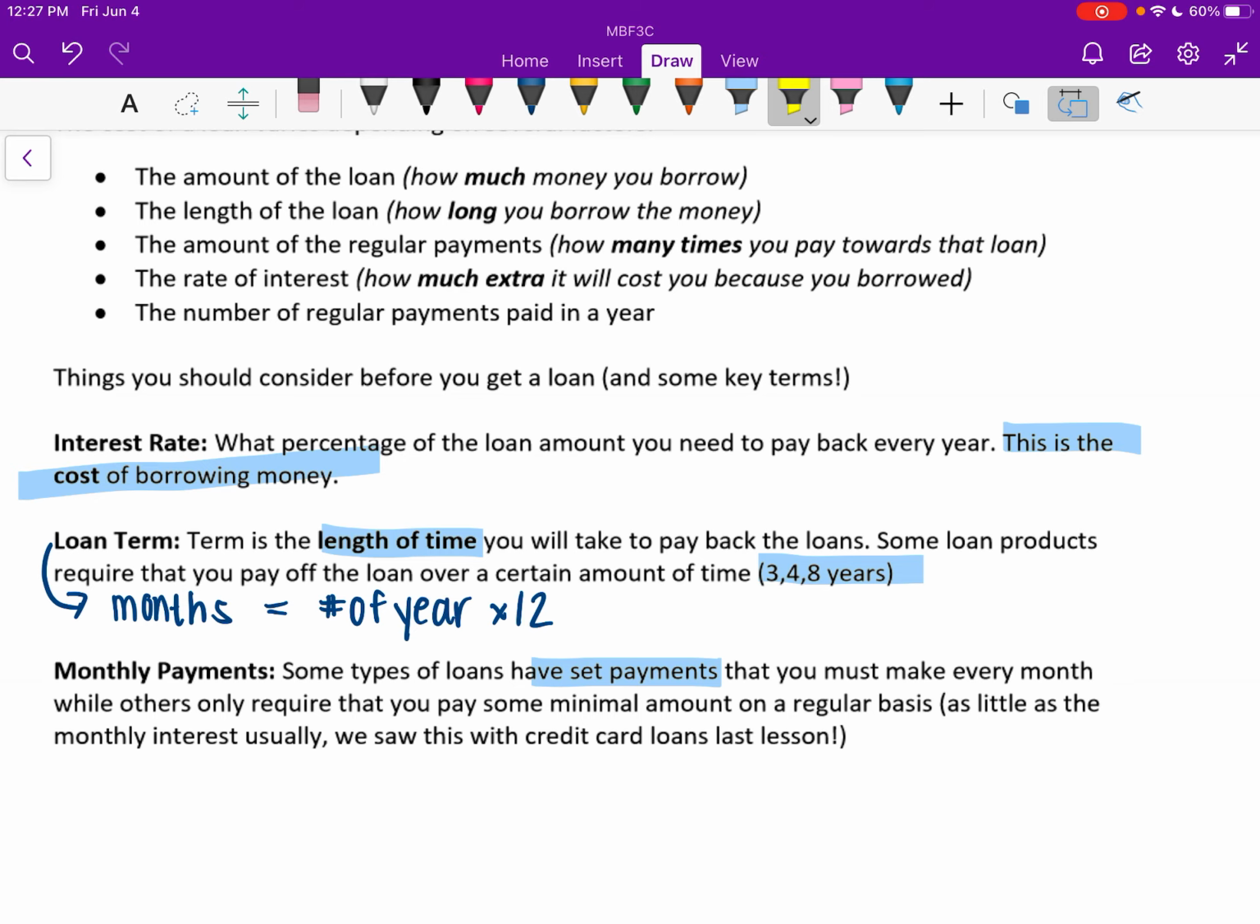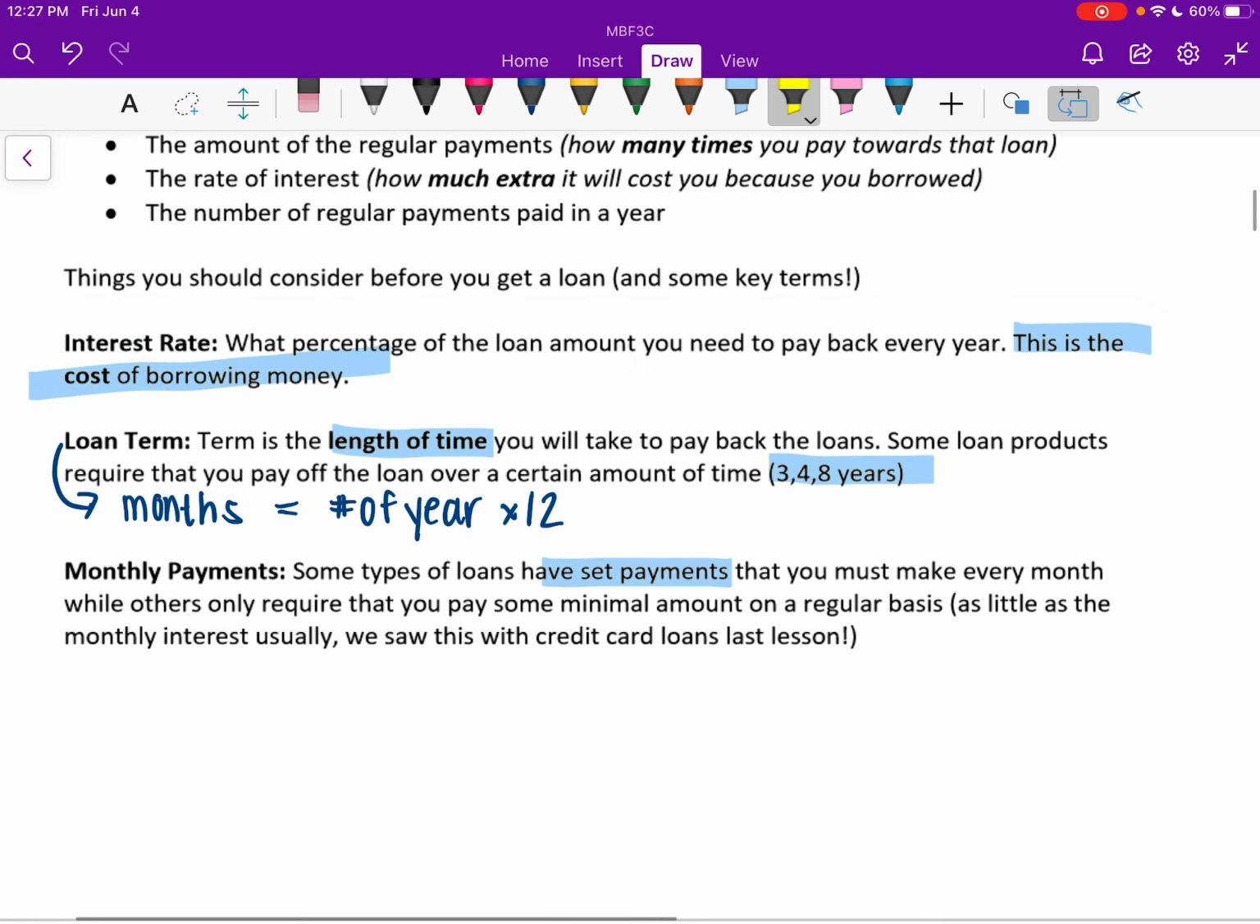So again, that brings me to the next term, monthly payments. Some types of loans have set payments that you must make every month. They're usually put in something called an amortization table. While others only require you to pay minimal amounts on a regular basis, so as little as monthly interest, some might just have a set amount that you need to pay every month for the rest of your loan period. It just depends. Right?